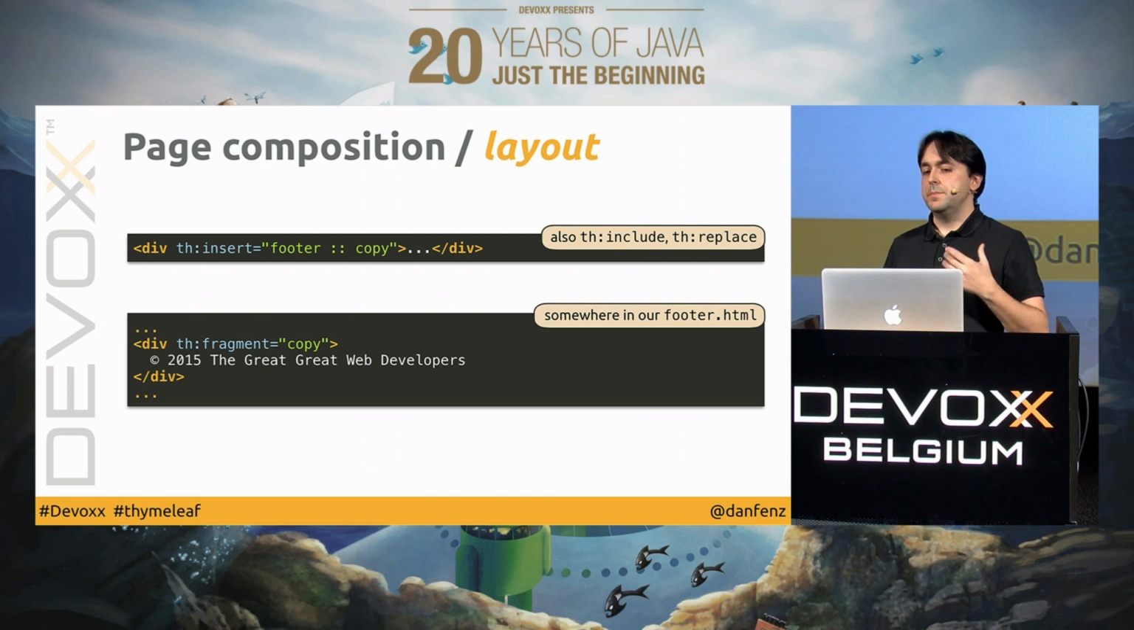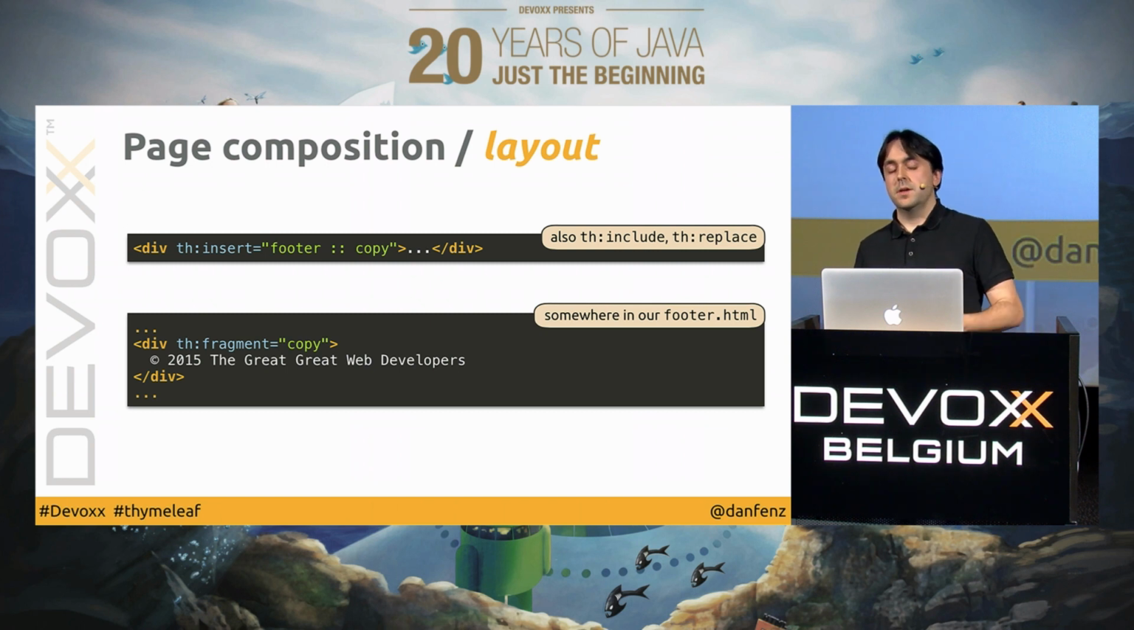The most immediate one is by using what we call the fragment insertion mechanism. And fragment insertion is performed by three attributes, which are th:insert, th:include, and th:replace. Its syntax, which is the one that you can see in the upper block of code, is very simple. It says first the name of the template from which we want to extract a fragment, and then the name of the fragment, or actually the selector of the fragment.